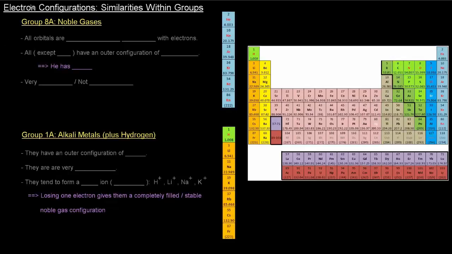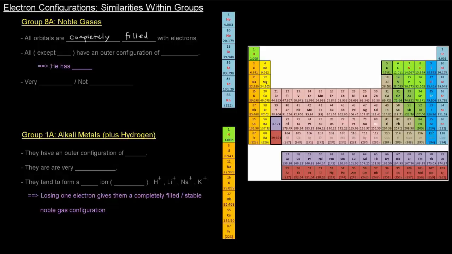So at this point, I'm hoping you're beginning to notice that elements in the same group have similar electron configurations. And I kind of want to touch on that in this video. The group 8A elements, the noble gases, which are right here, all of their orbitals are completely filled with electrons.